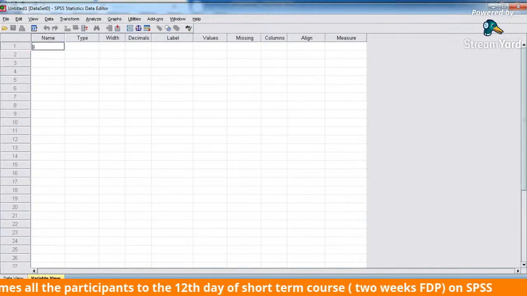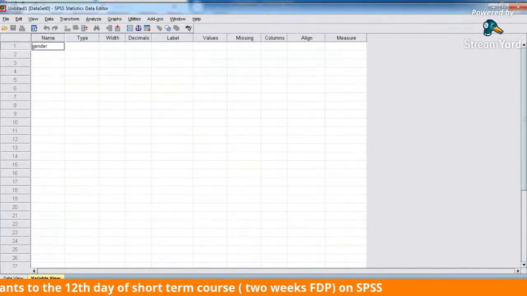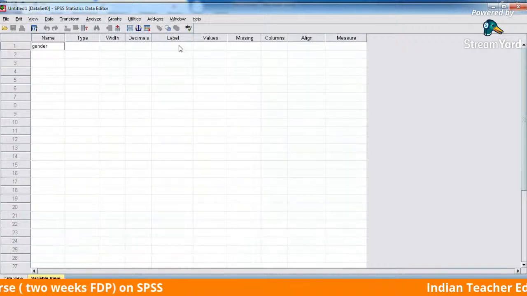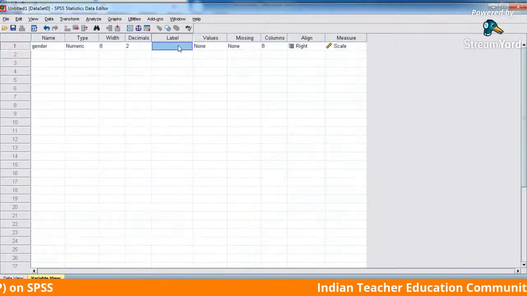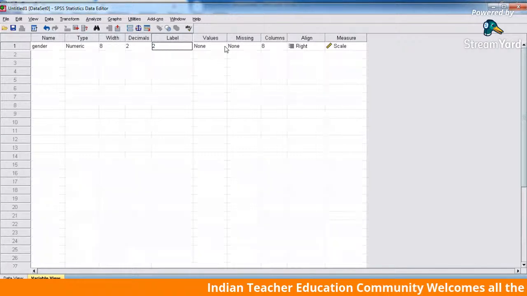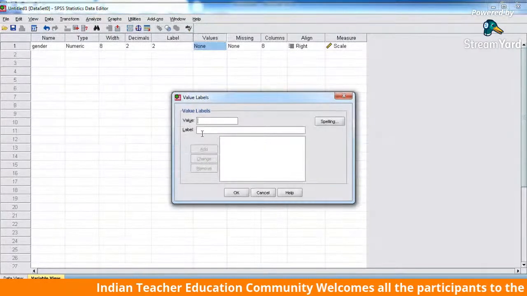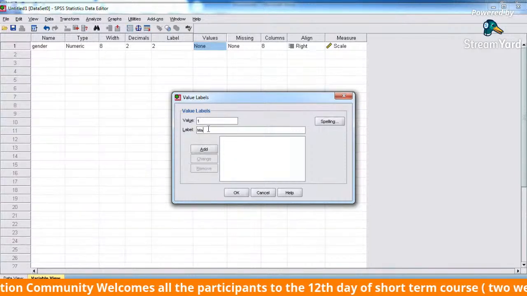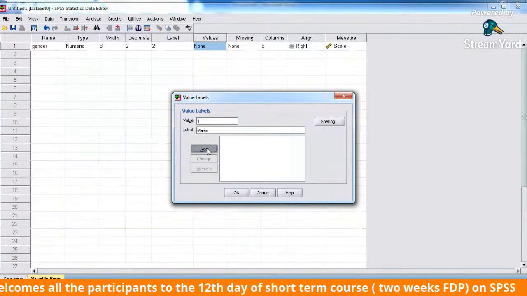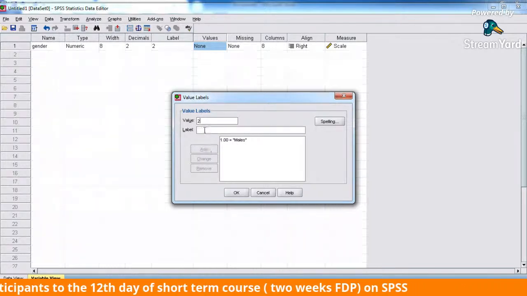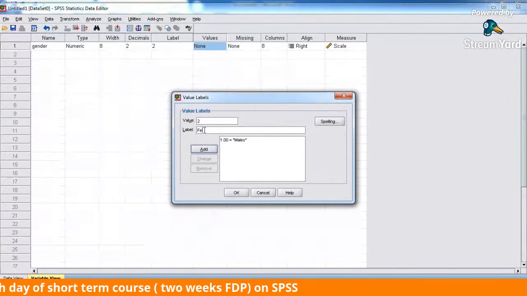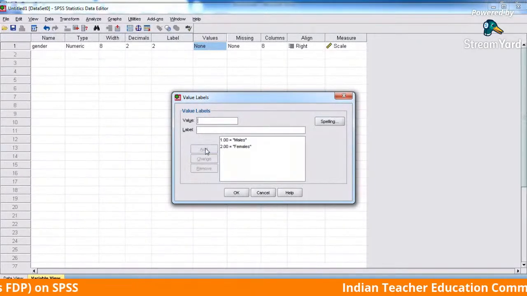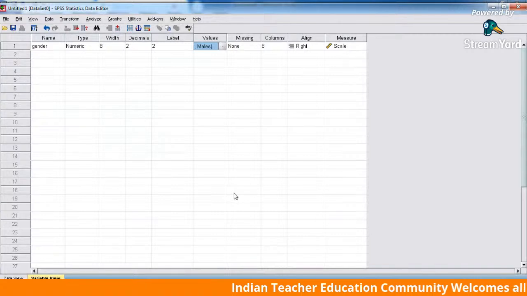Suppose I say gender, I want to enter the information about gender. Then gender, how many levels am I taking? 2. And then I am defining 1 as males, 2 as females, okay, and then I say okay.